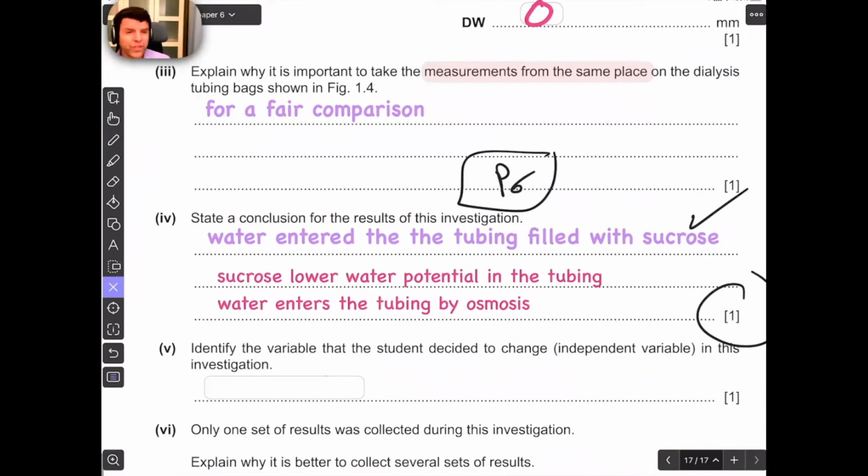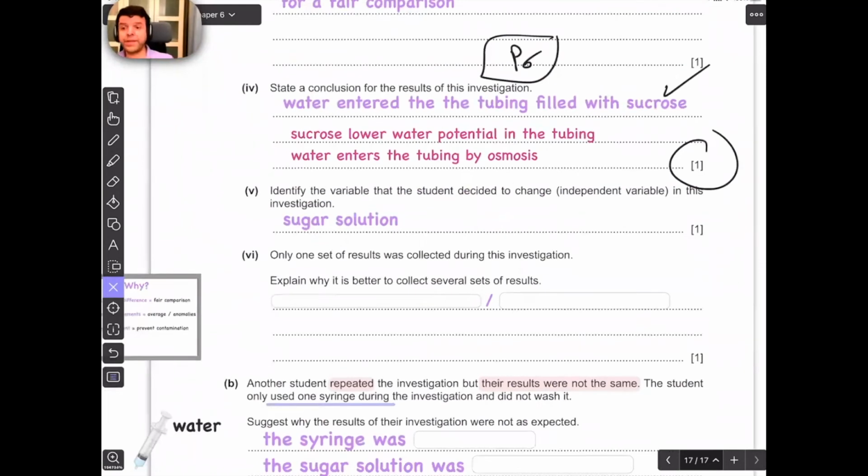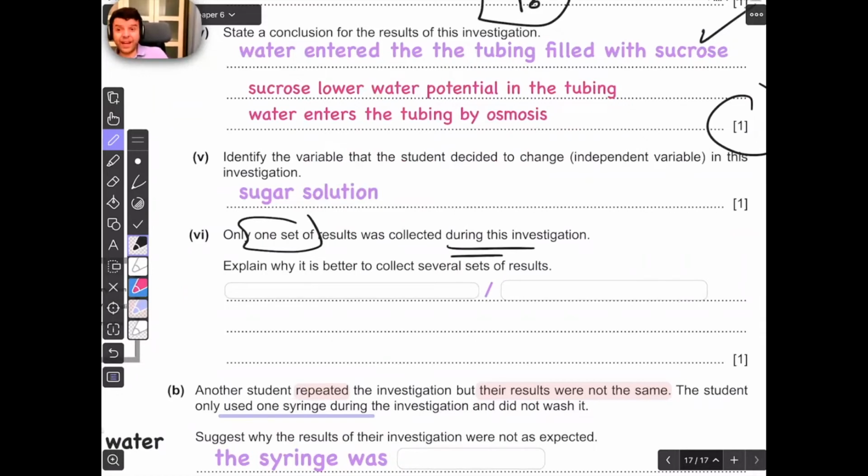Any question? What was the independent variable in this investigation? Like what's the variable we were changing in this investigation? Remember what was the content of the bag? We made 1 bag with sugar, 1 bag with water. So we could say sugar, no sugar, or you can say the concentration of the content of the bag. That's the thing that we changed, right? So that's the factor that we actually changed, right? All right. And they said, explain why it's better to do several, like they said, 1 set of results collected during the investigation is not going to be good enough.